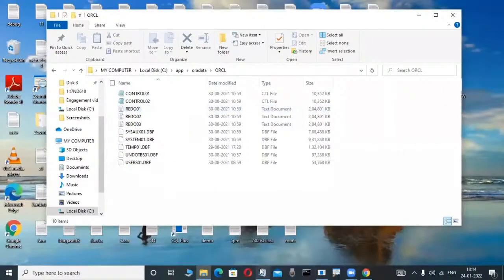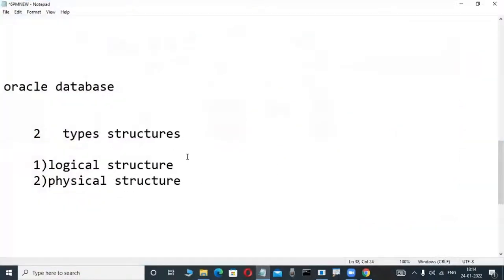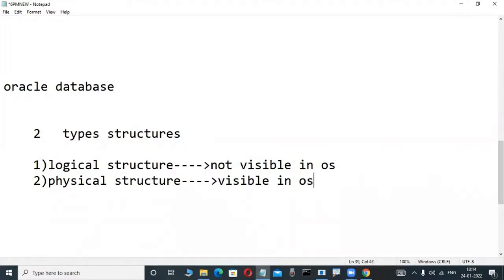That's why a logical structure means a structure which is not visible in the operating system. A physical structure means whenever we install Oracle, SQL Server, DB2, these softwares, automatically three physical files are created, as I told you in previous classes. That's why a structure which is visible in the operating system is called a physical structure.